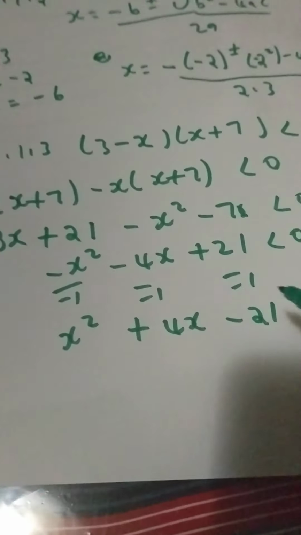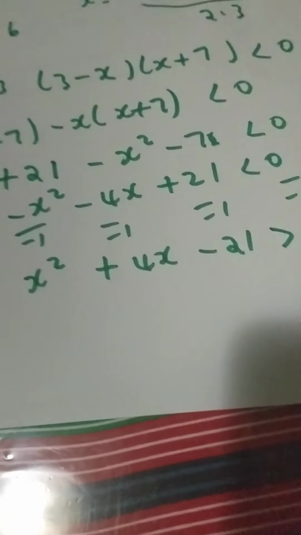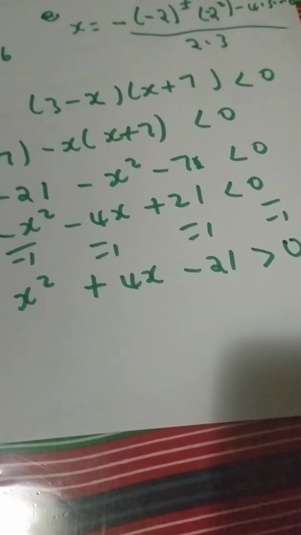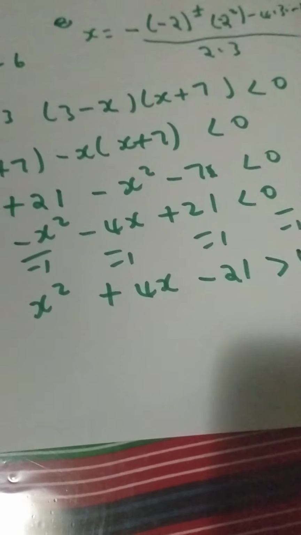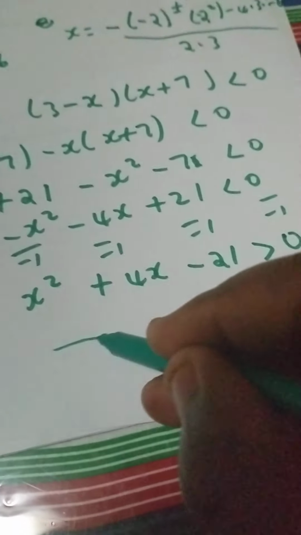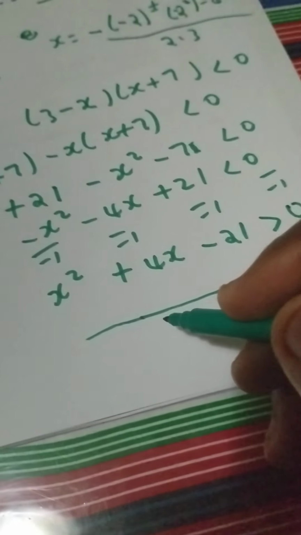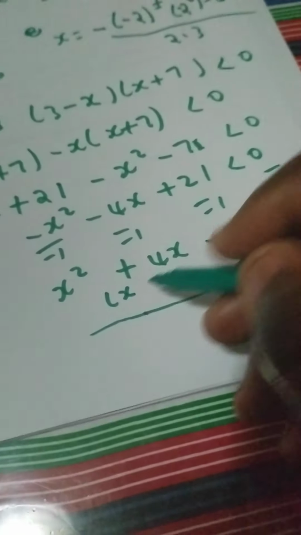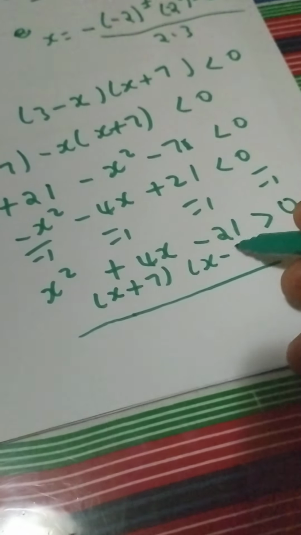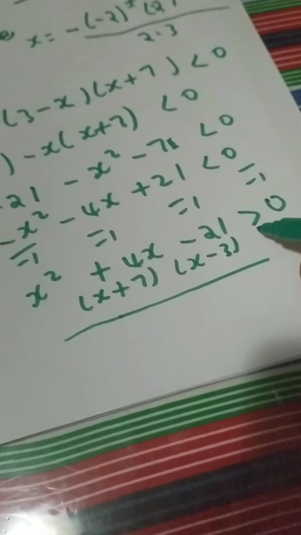So now let's find the critical values. The two numbers that you multiply to give 21, and when you add or subtract them, give 4. It's 3 and 7, because I know 3 and 7 can give me 4, and 3 and 7 can also give me 21. That will be my two critical values. So the brackets will be x plus 7, and the other one will be x minus 3, right? So greater than 0.